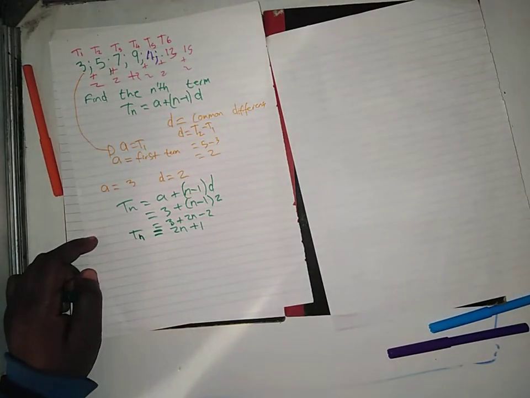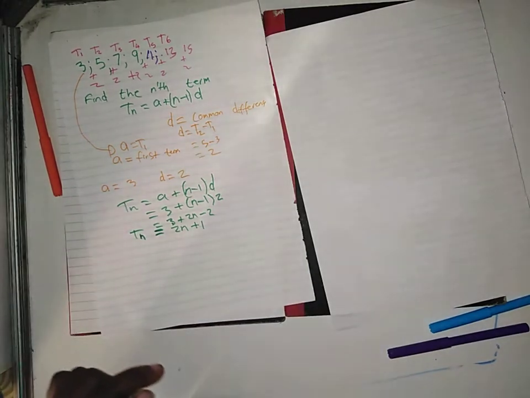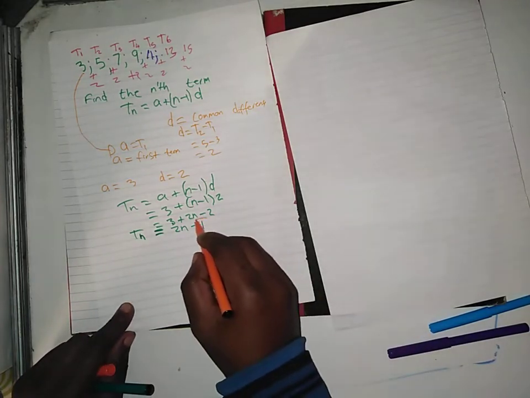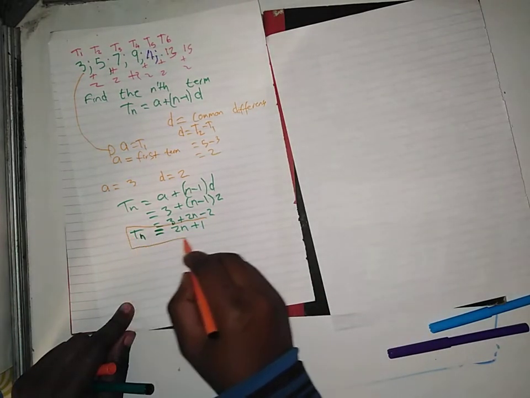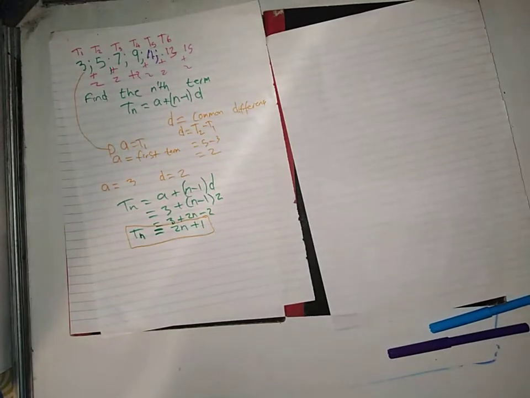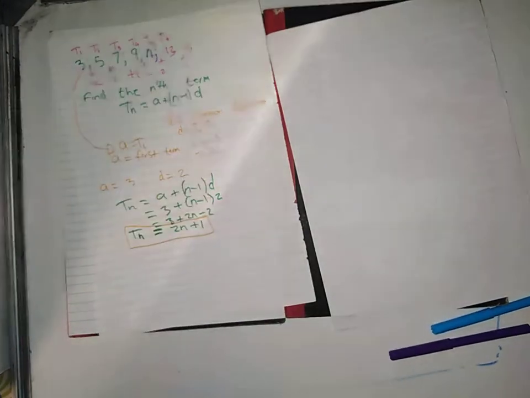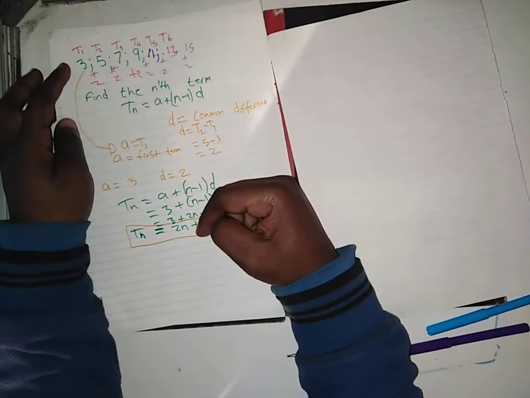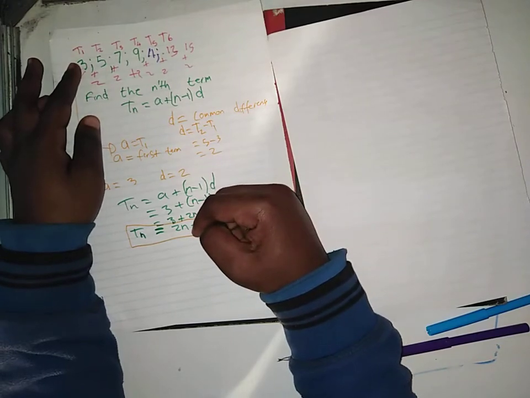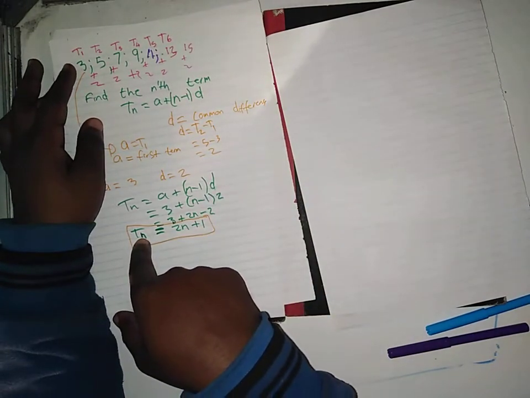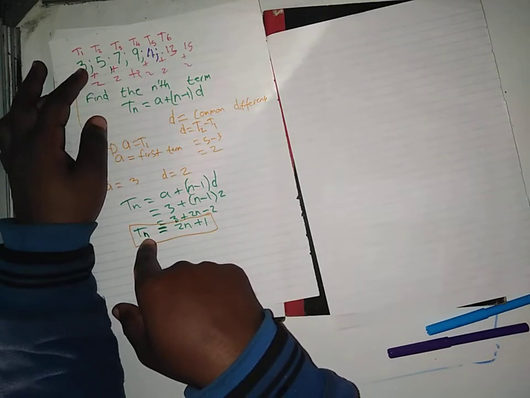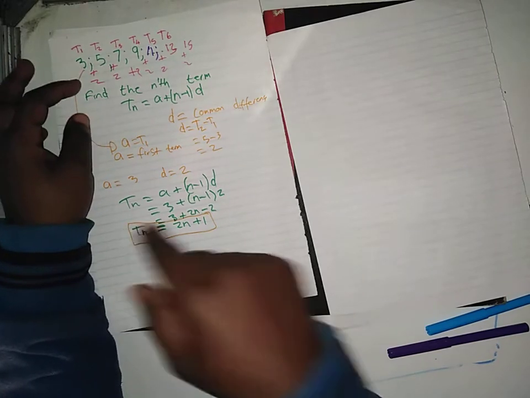So this, ladies and gentlemen, is the generator of this sequence. Now, is this true? Does this generate this sequence? How are we going to check? Because this is T1, we're going to put 1 here. When we put 1 here, it must generate 3. If it does not generate 3, then it means it's wrong. Now let's check.